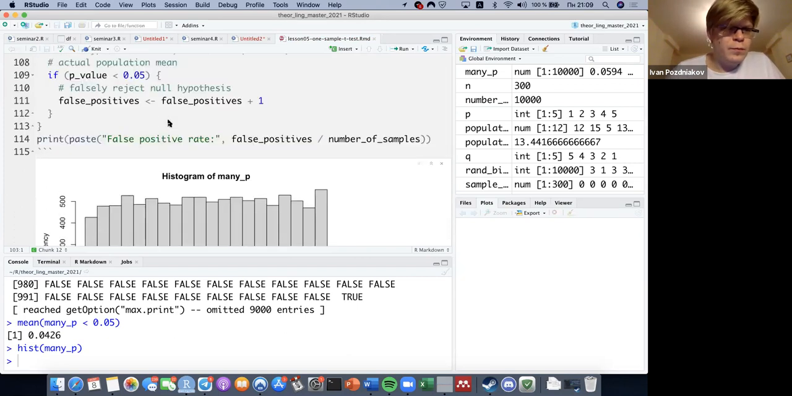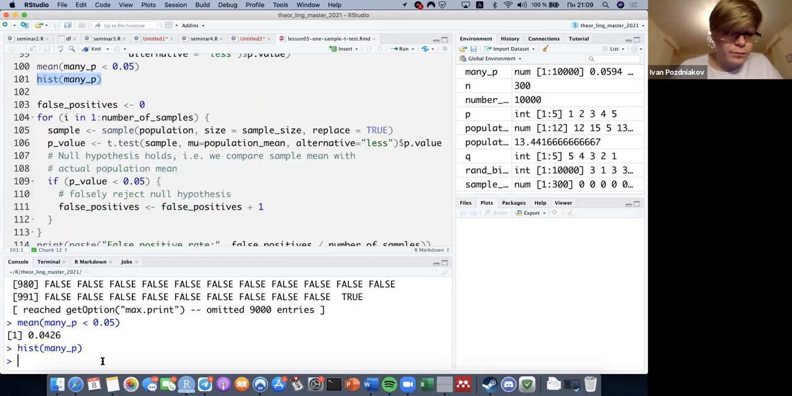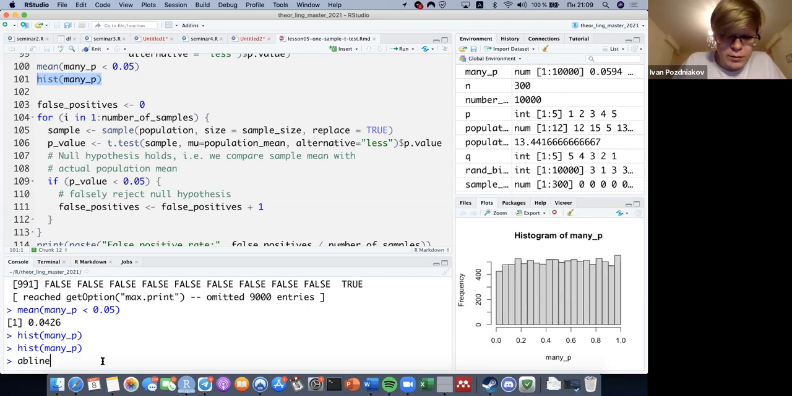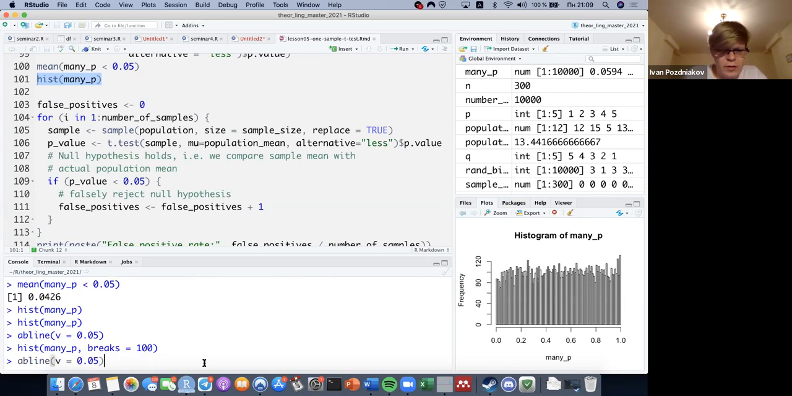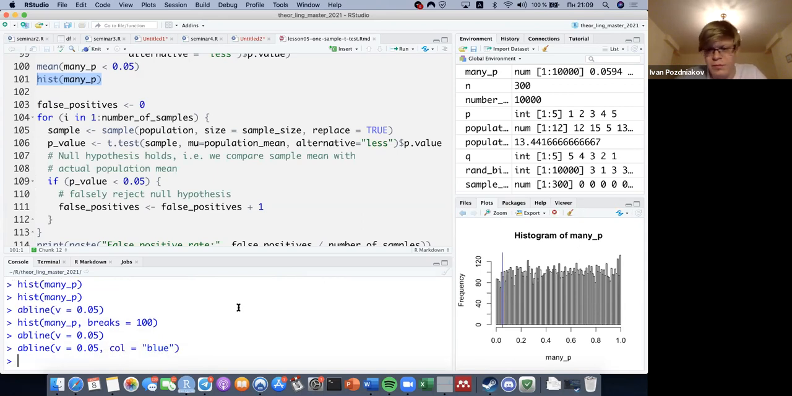And if you put here a vertical line, abline v equal to 0.05, you will find that everything below this vertical line is about 5% of the cases. I think it will be better if we set breaks to 100. And the line will be colored blue.